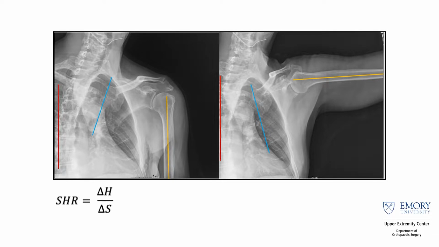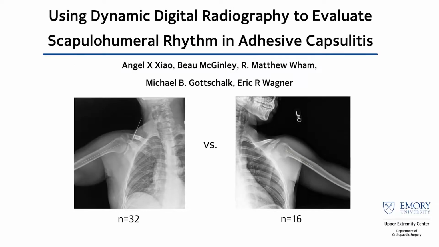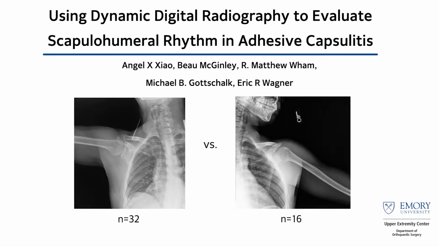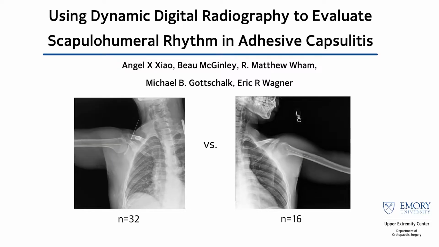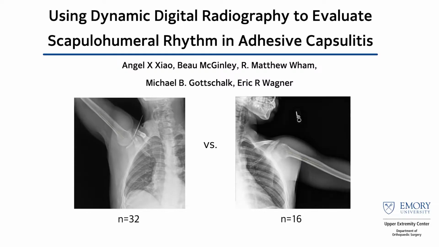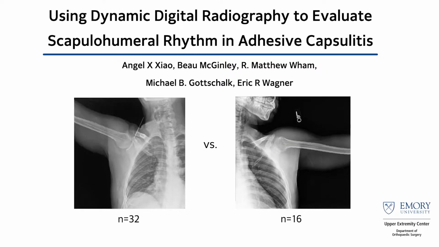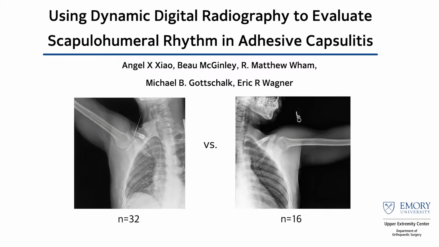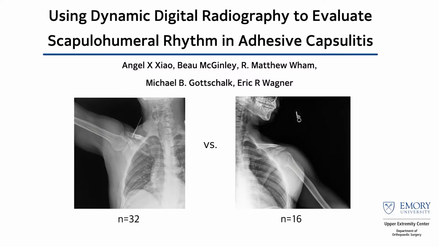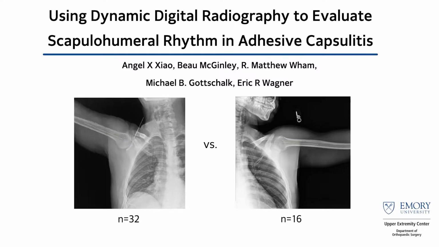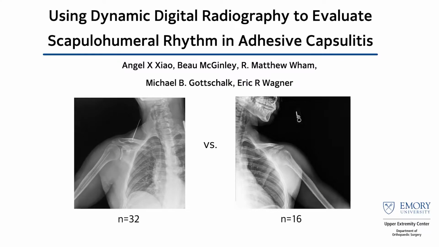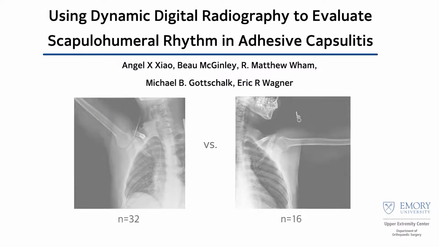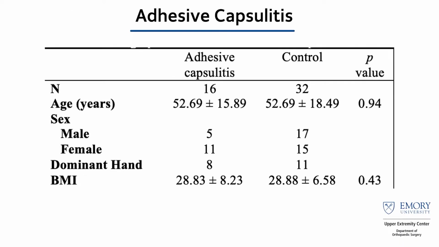Using these scapulohumeral rhythm measurements, we were able to compare 16 patients with adhesive capsulitis on the right to 32 patients matched for age and BMI on the left. You can see, just looking at the x-rays, there's an obvious difference in how the glenohumeral motion moves, as well as the scapulohumeral motion. You can see how much they compensate when you have that frozen shoulder. You can see that we matched it for age, BMI, and sex.